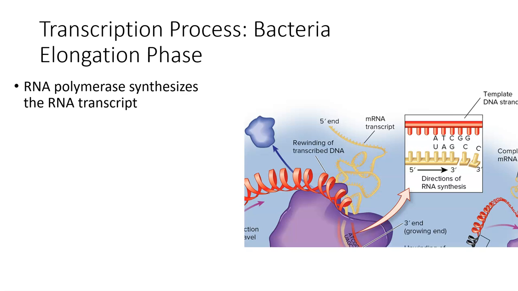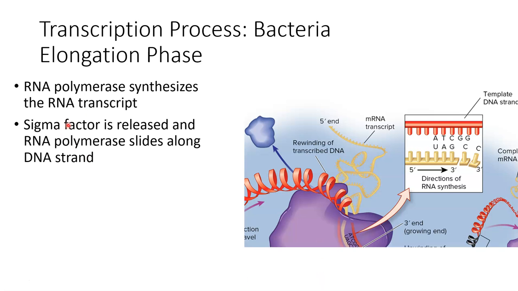So this open complex opens up the DNA strand so that we can make our RNA sequence from it. Then the next process is elongation. This is just as simple as it sounds. We're trying to basically make our mRNA transcript from our DNA. So RNA polymerase is going to synthesize the RNA transcript. During this process, the sigma factor is released and your RNA polymerase will just slide along the DNA strand.